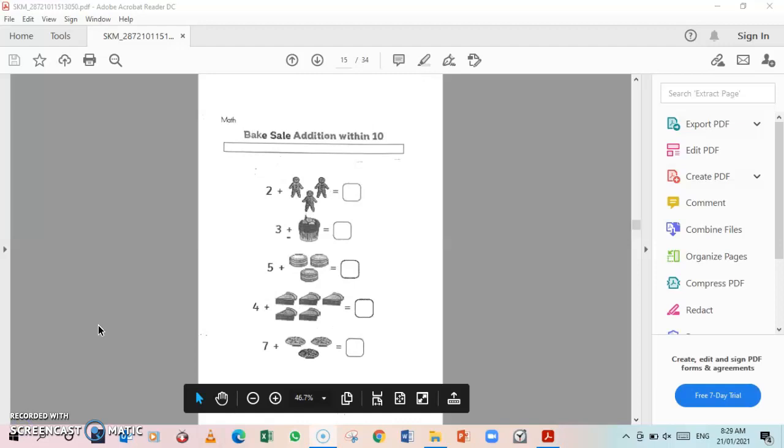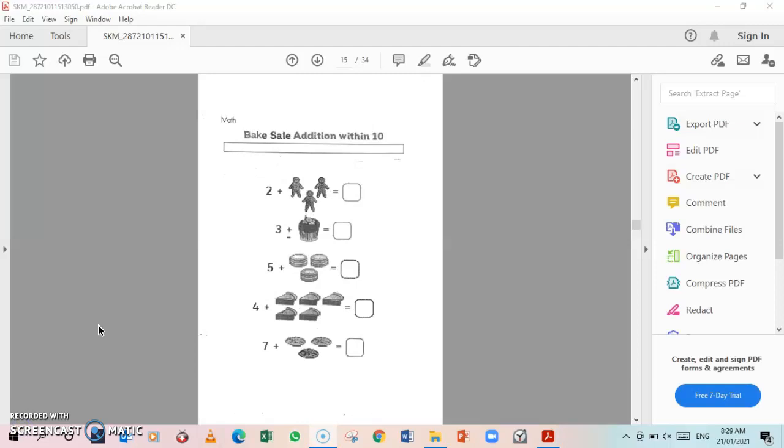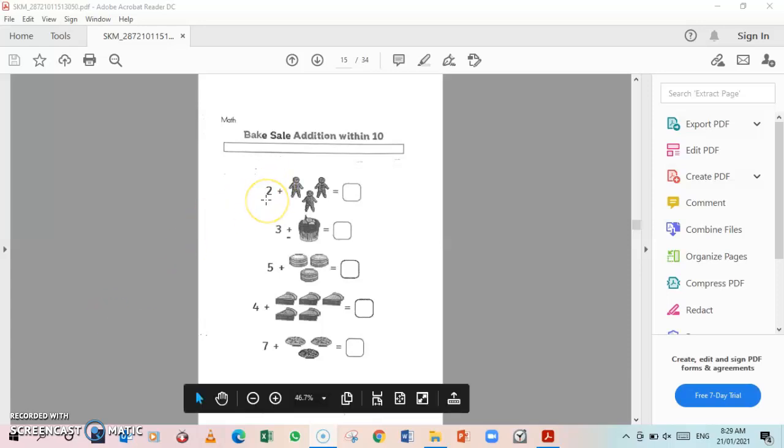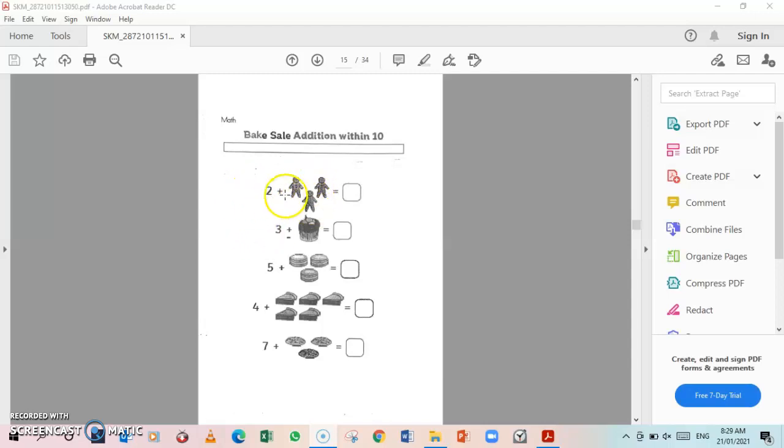Okay, and then for our next maths activity, all you have to do is make the sums, addition to 10. Okay, so 2, and then you count onwards: 3, 4, 5, because 2 plus 3 gives you 5. So you'll write your answer in that box. 3 plus 1 equals 2, and you write your answer. 5 plus these 3 equals 2, and you write your answer.